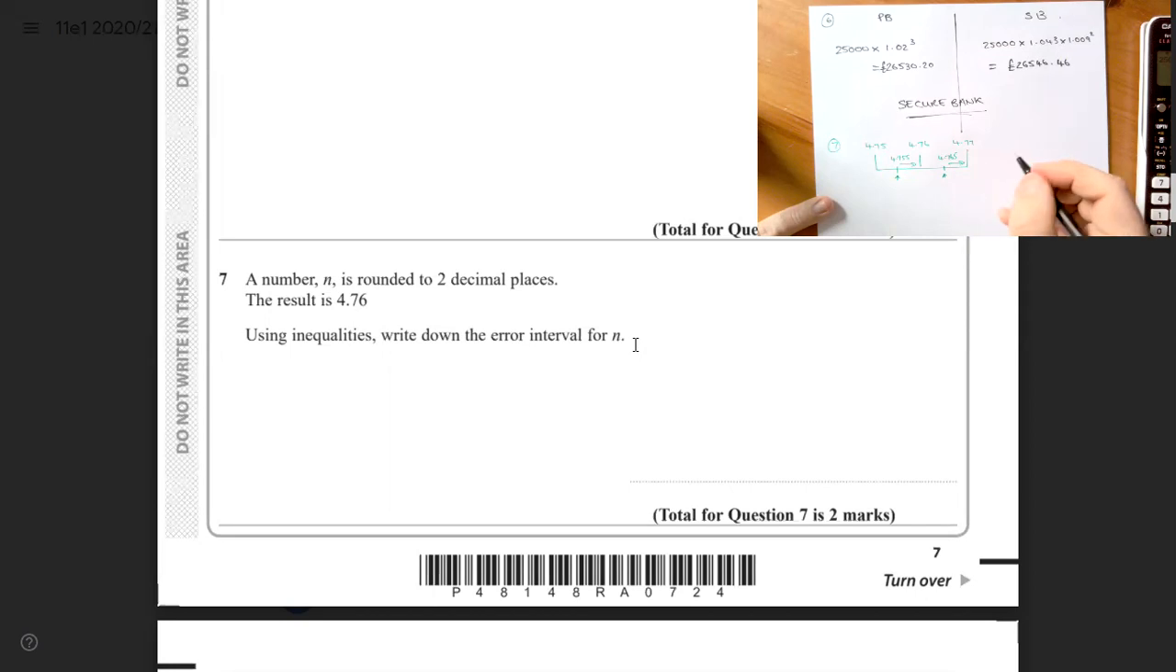So my inequality is going to read n is greater than or equal to 4.755, but less than 4.765. Because it can take this lower value, because that rounds up, but this value is the first value that doesn't round up. So it can take everything up to, but not including 4.765.